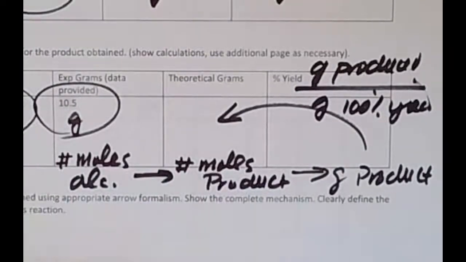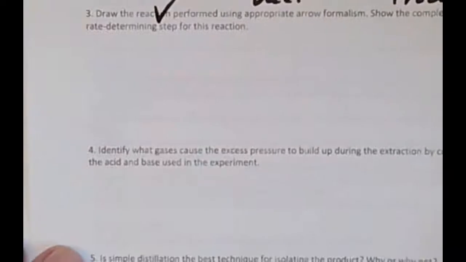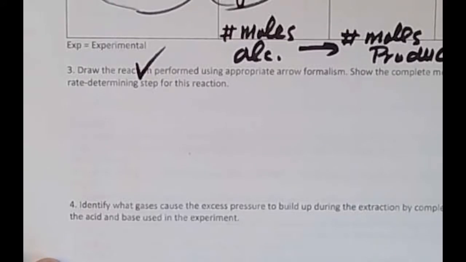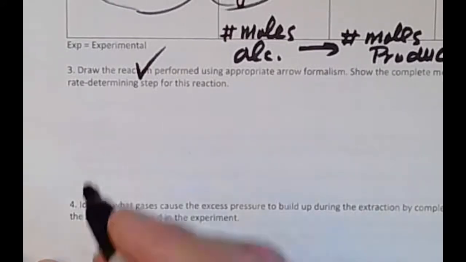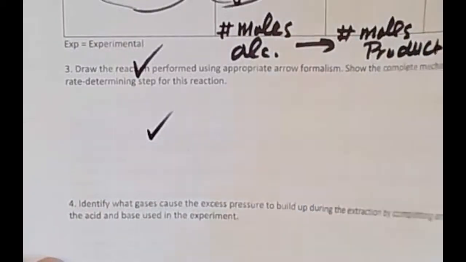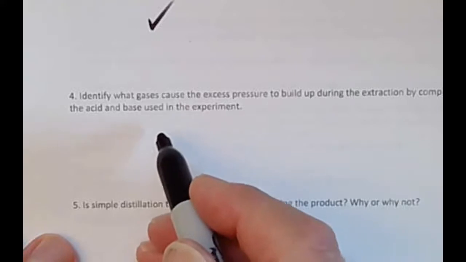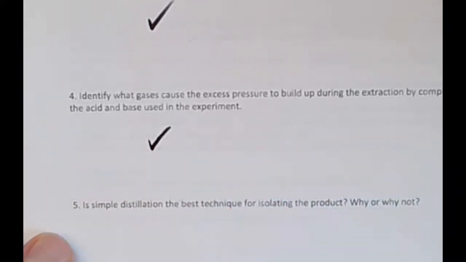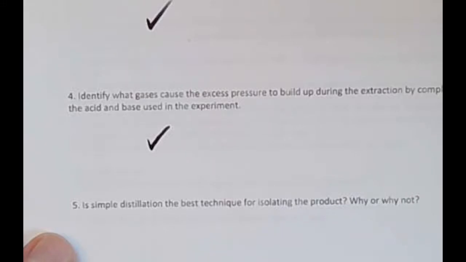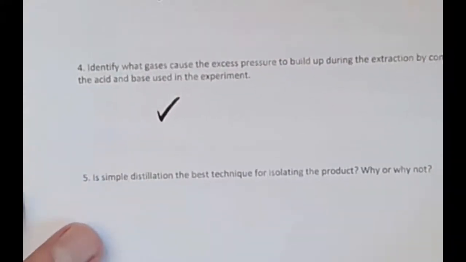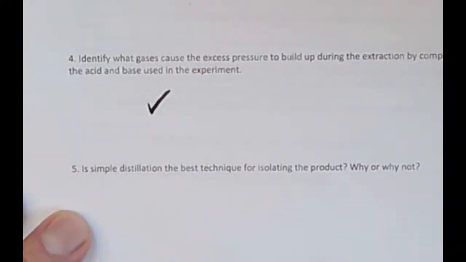Then here, number 3, we're asked to draw the mechanism, but if you go to the introduction, you have that, right? So we need to fill out this part. And then during the workout, we have a little bit of pressure buildup, and you're going to read the procedure. So where that pressure came from is question number 4. And then question number 5, ask yourself, is distillation a good way to do this, or is there any better way?